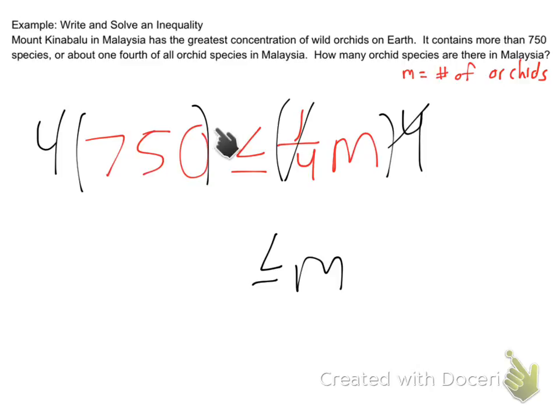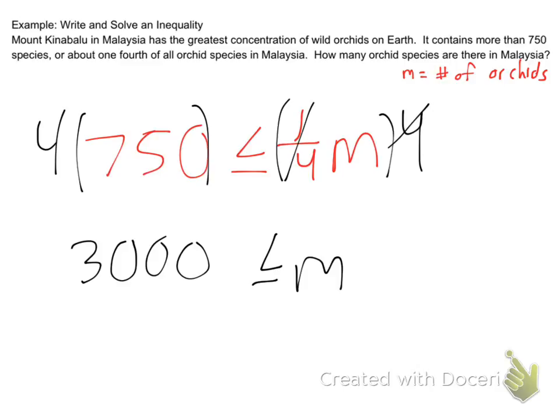Let's take the 0 away. What's 4 times 75? What's 2 times 75? 150. Times that by 2. Oh, 4. So it's 300. Add the 0 back in. 3,000. So there's my inequality.